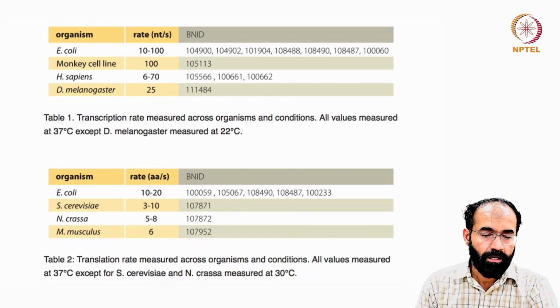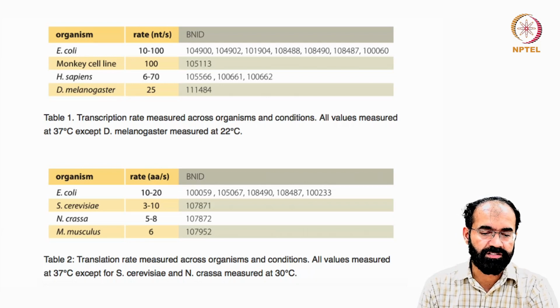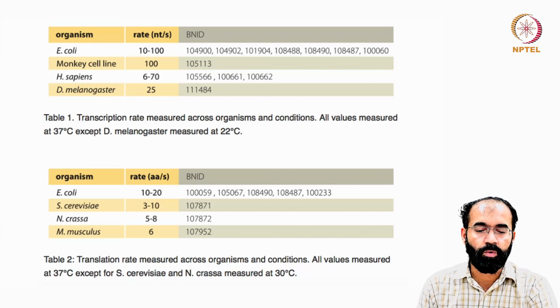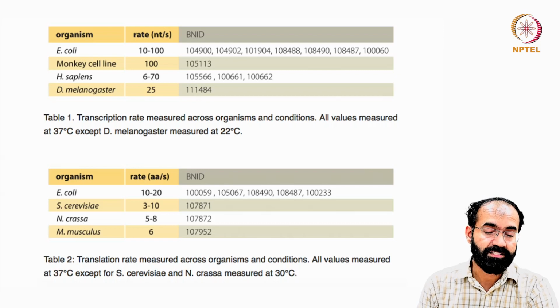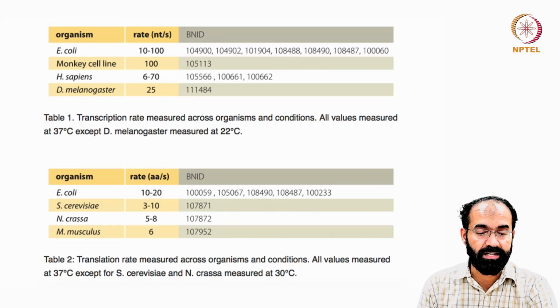On the other hand, if you look at the rate of amino acid or protein production, in E. coli it's around 10 to 20 amino acids per second, and in yeast it is around 3 to 10 amino acids per second, because E. coli lives at 37 degrees and yeast lives around 30 degrees. So this could also be one of the reasons. In Neurospora, another fungus, it's around 5 to 8 amino acids per second. Here you are talking about protein synthesis, the rate of production of protein from a given mRNA.